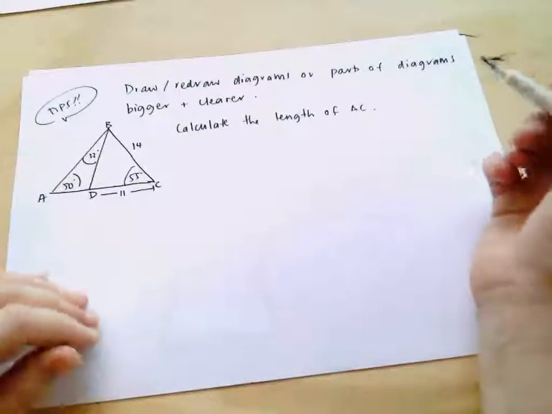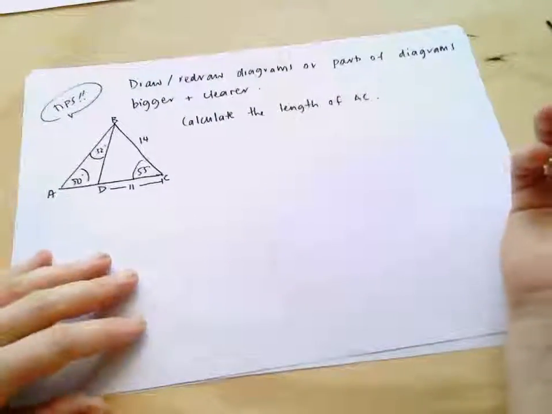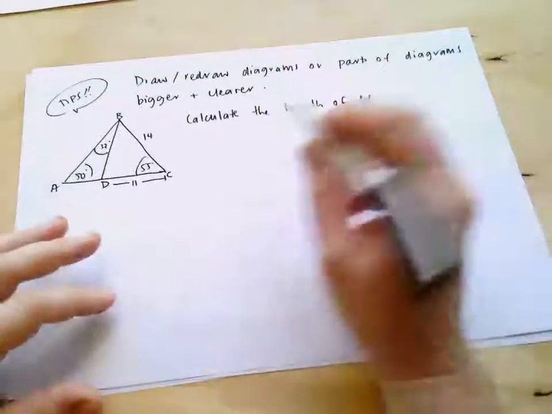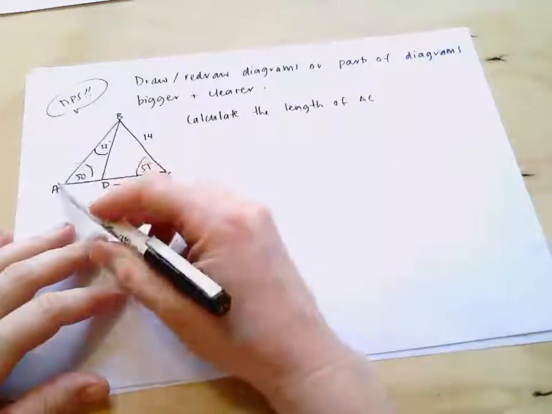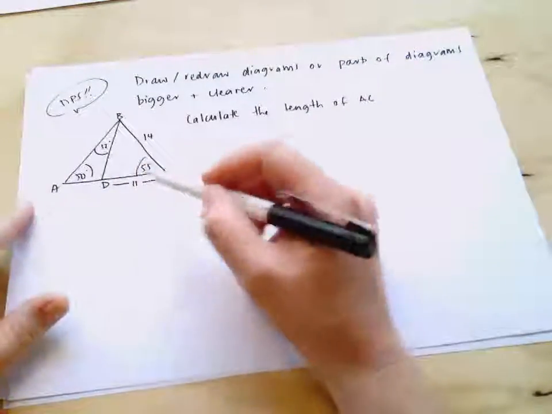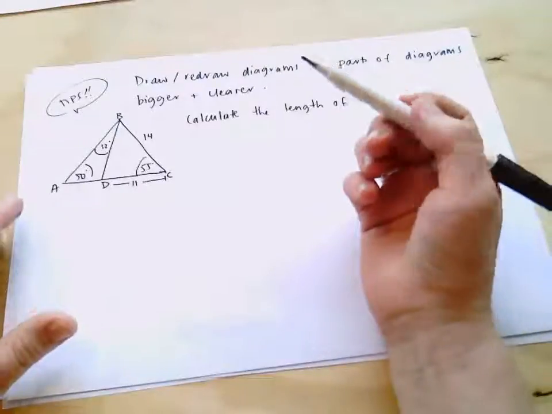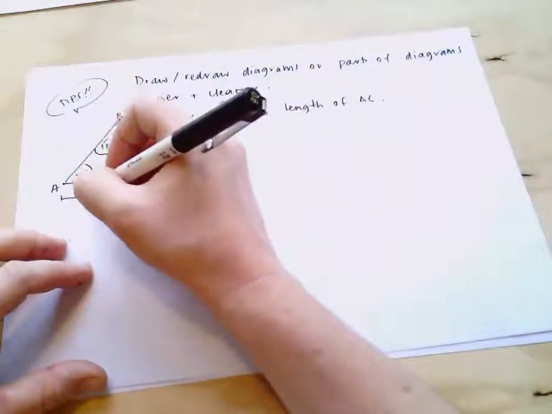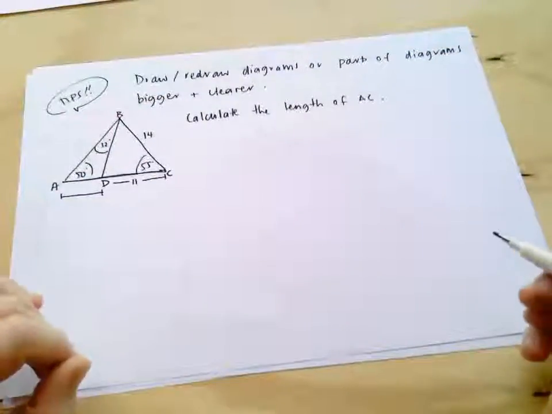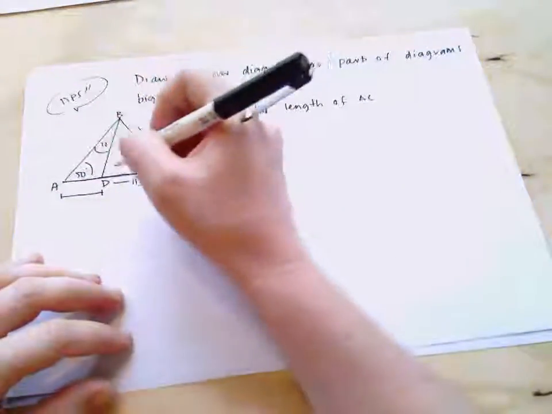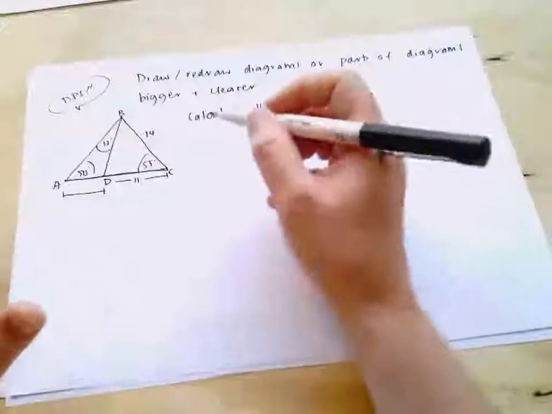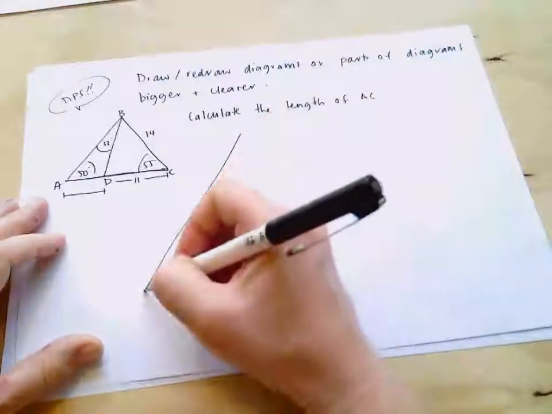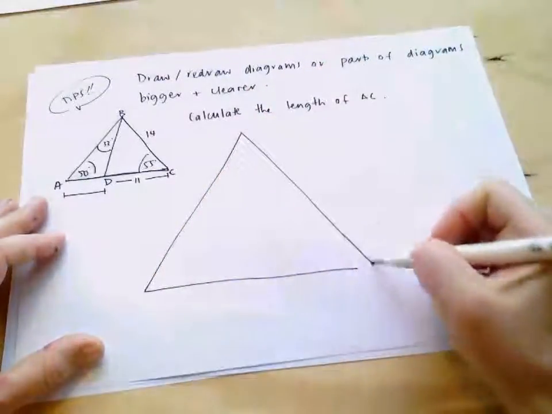Second last tip says draw or redraw diagrams or parts of diagrams bigger and clearer. This question says calculate the length of AC. Well, I've got this little tiny diagram here that's not going to be much use to me. I can see that to get AC, I'm going to have to work out what this bit here is, but it's all going to be too tight and messy. So if I'm trying to work out this, I'd go, okay, let's just draw this a bit bigger so I can see what I'm actually doing.